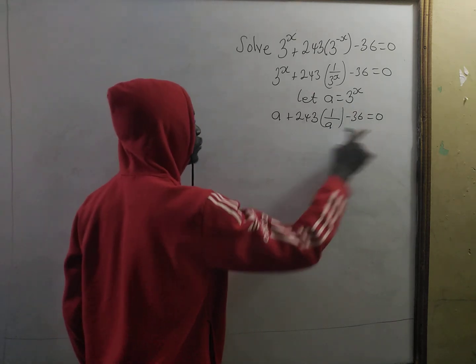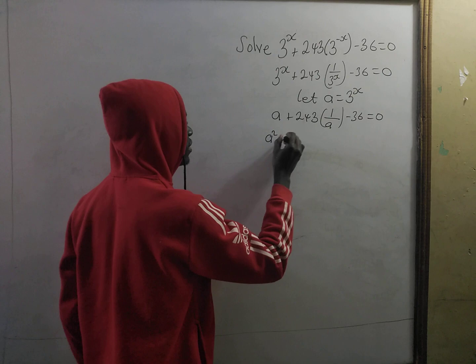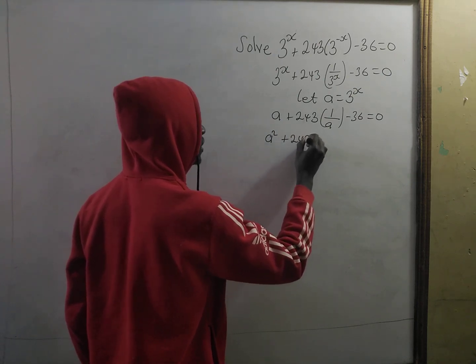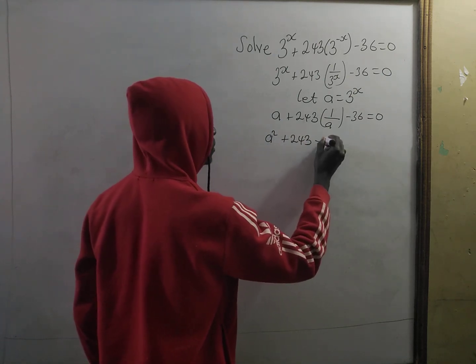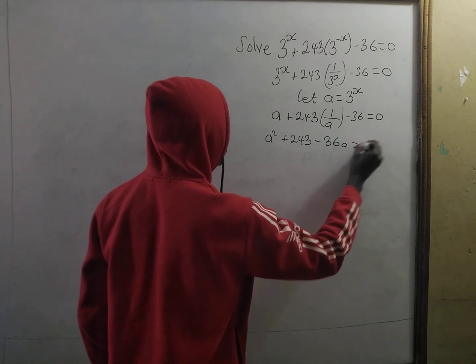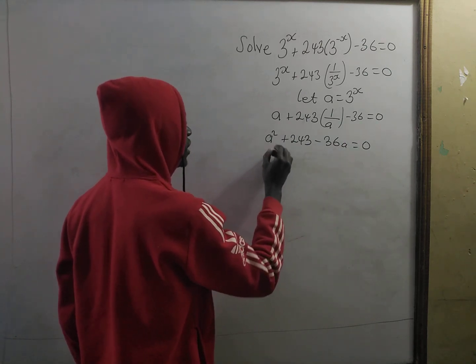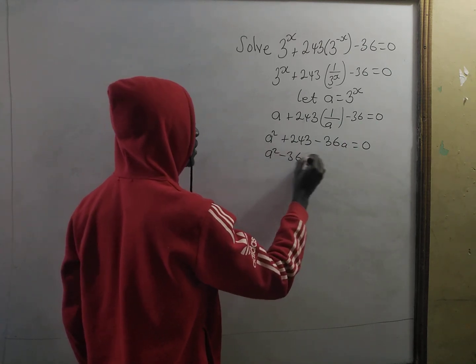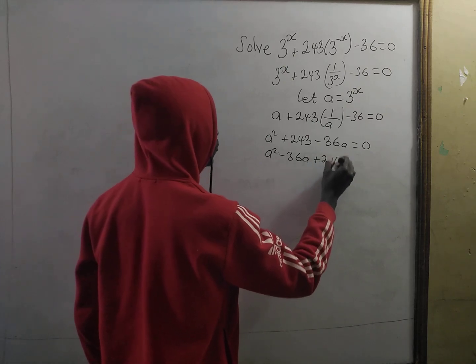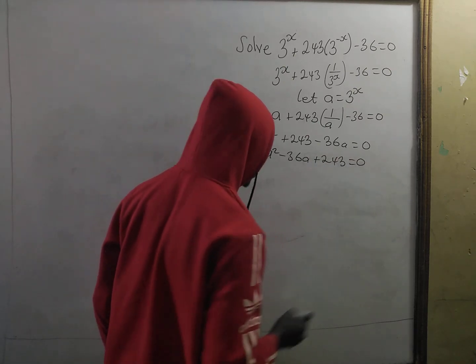If we multiply through by a, we have a squared plus 243 minus 36a equal to 0. So we have a squared minus 36a plus 243 equal to 0.